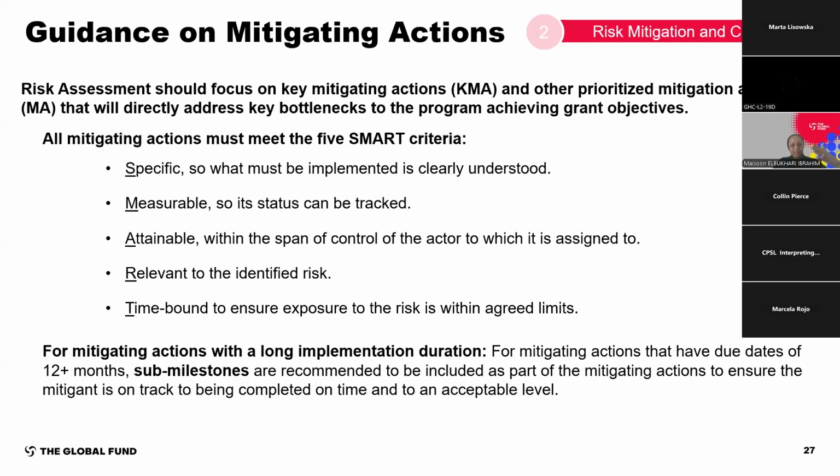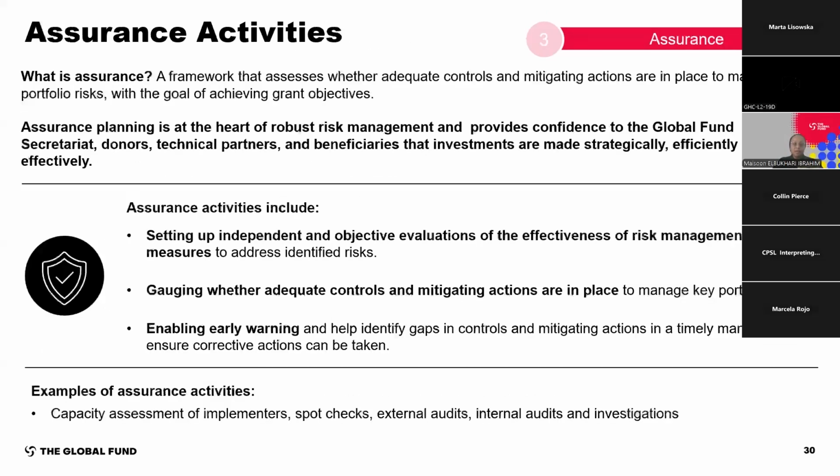So we identified the risks, we understood the root causes, we prioritized the risk. Based on link to the root causes, we design mitigating actions to address those and mitigate the risk. What's next? We need to know that what we are doing is really delivering on our target or what we intend to achieve. So in the next slide, I'll speak about assurance.